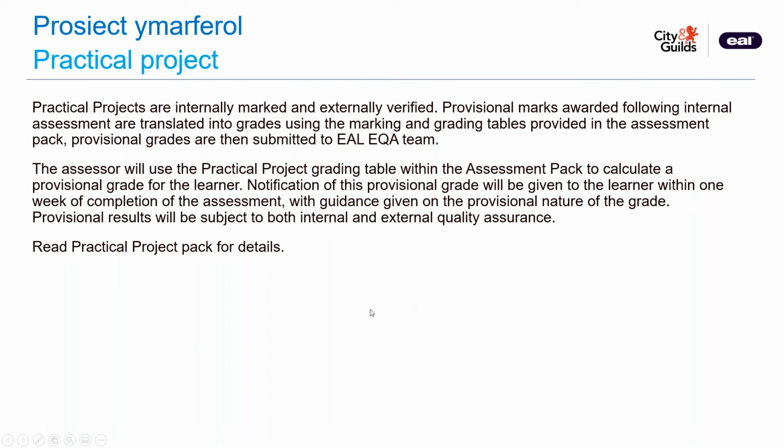The assessor will use a practical project grading table in the assessment pack to calculate a provisional grade for the learner. Notification of this provisional grade will be given to the learner within 1 week of completion of the assessment, with guidance given on the provisional nature of the grade. Provisional results will go to both internal and external quality assurance, so they must be sampled by the internal quality assurer and the external quality assurer. If you have a look at the practical project pack, all the details are in there of what the requirements are.